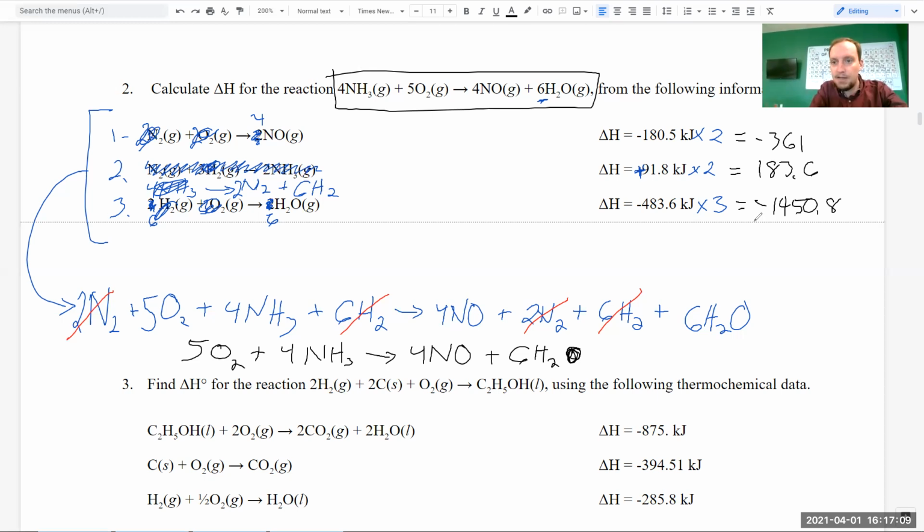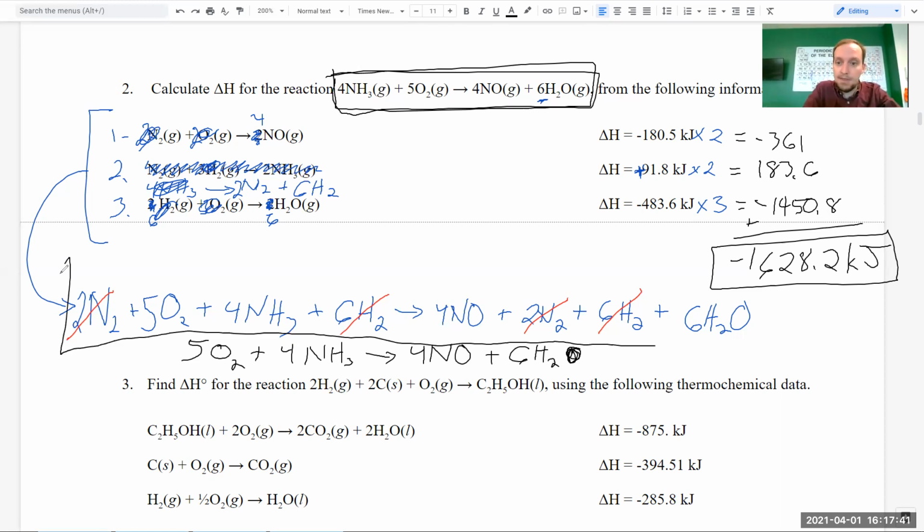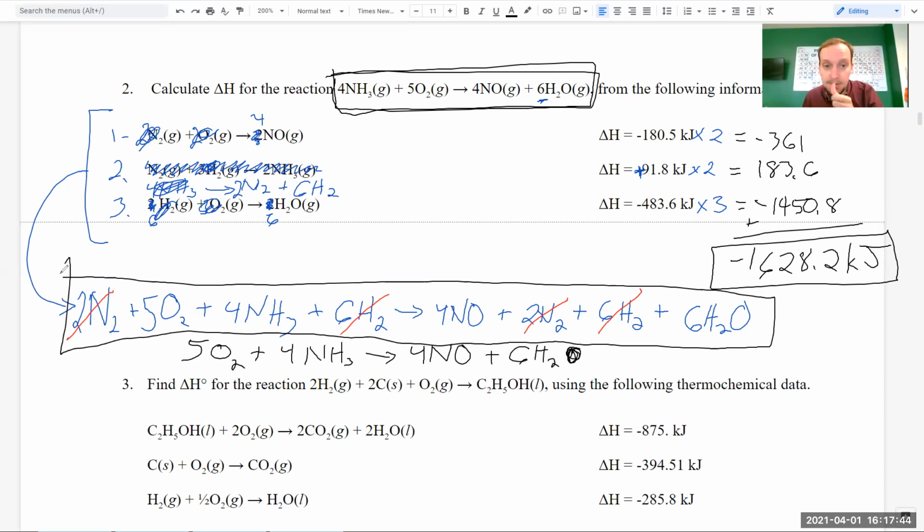1450.8. Again, Hess's law is the sum of all of them added together. So negative 361 plus positive 183.6 plus negative 1450.8. My total answer is negative 1628.2 kilojoules. There is our final answer. That's the amount of energy that is represented by this very simplistic looking reaction once you understand that that is the reaction in its entirety, made of those three smaller reactions above it. So that again is what's called Hess's law.